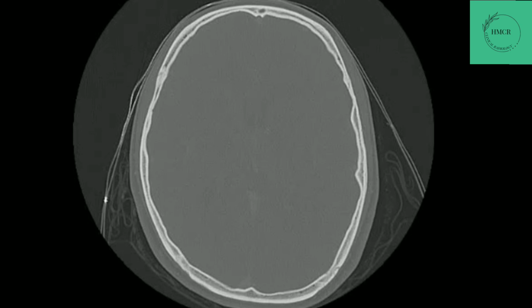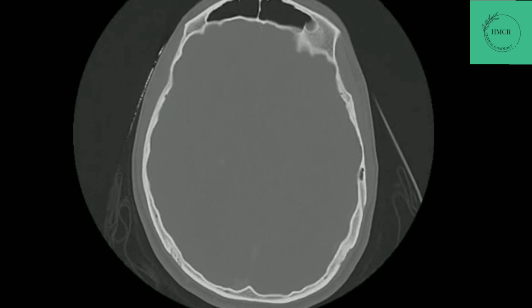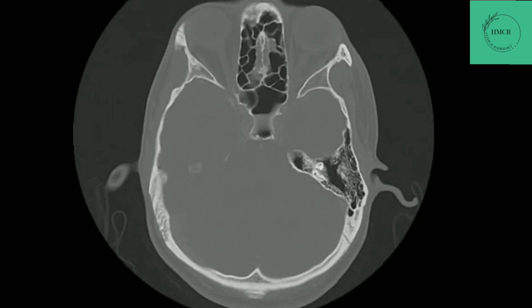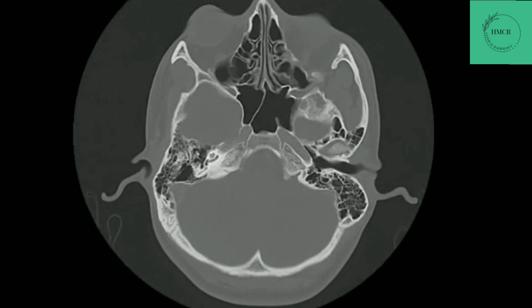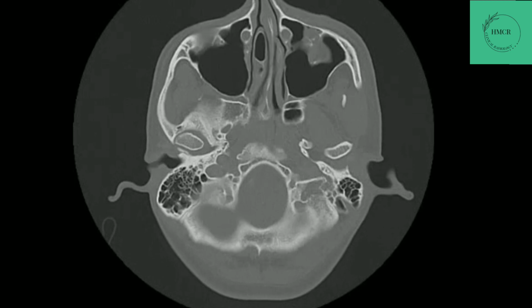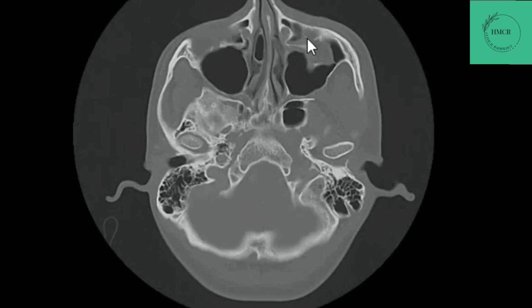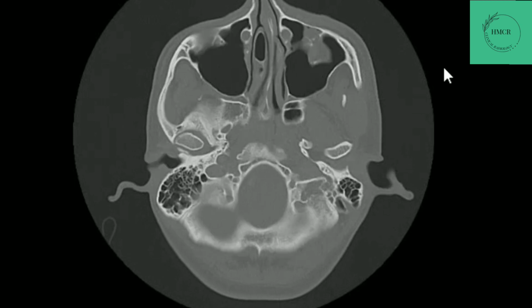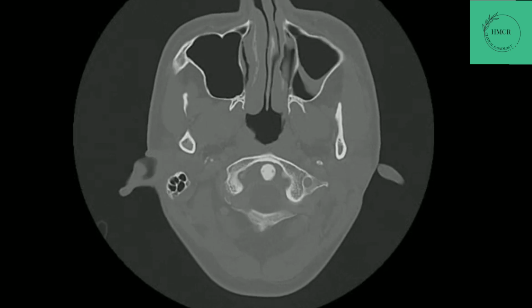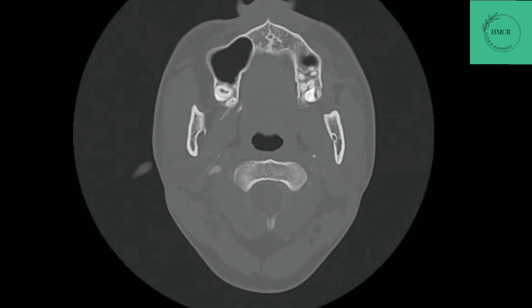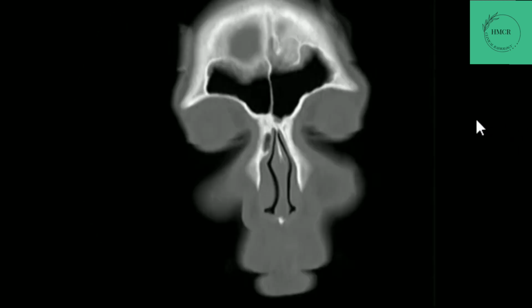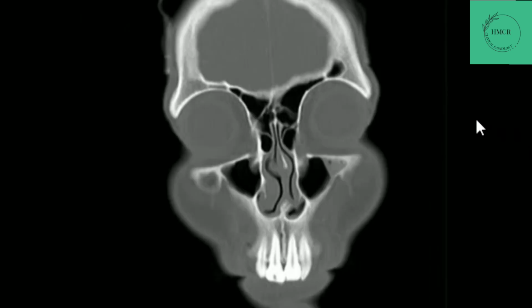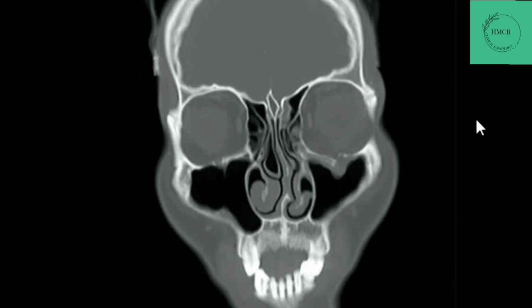Have a look at the CT scan. So here we can see that there is fracture of the inferior wall of left orbit with herniation of the fat into the left maxillary sinus. These findings are better appreciated on coronal imaging.